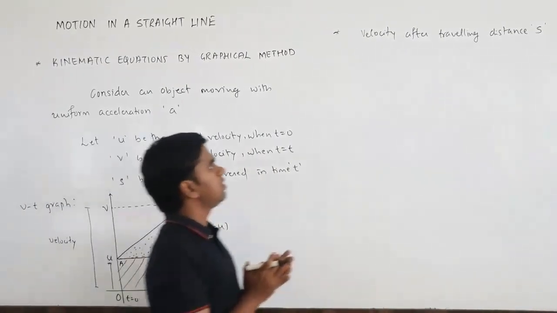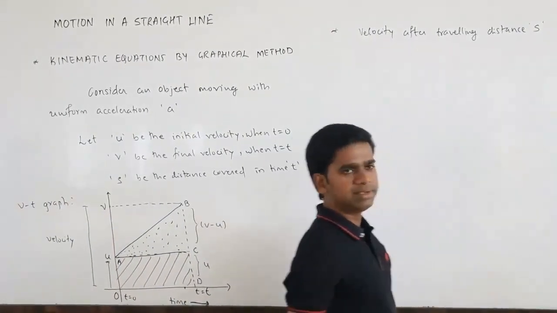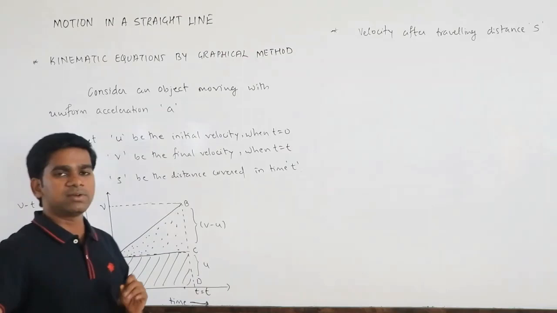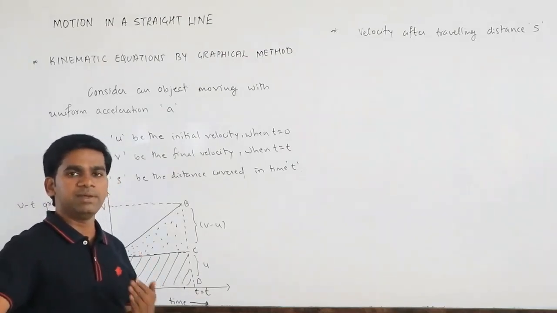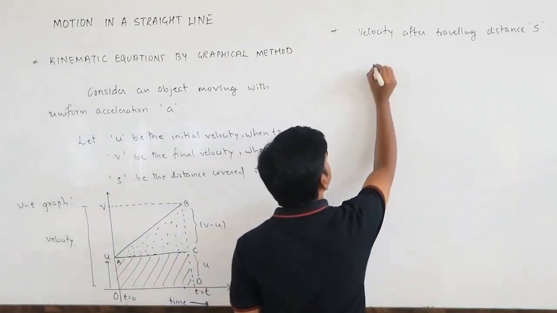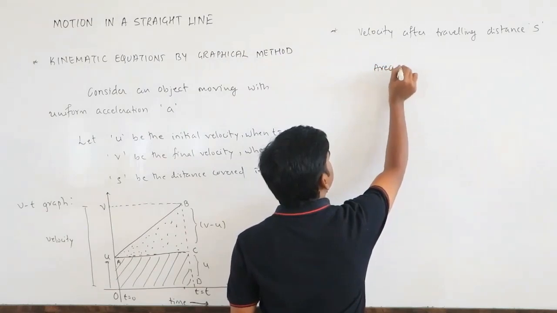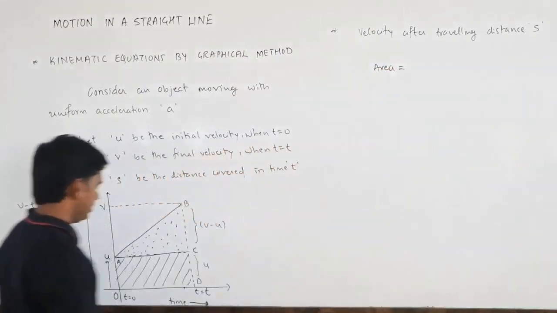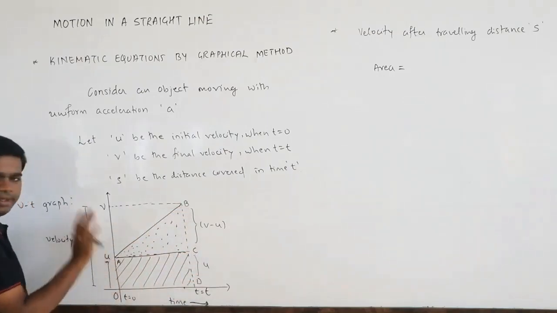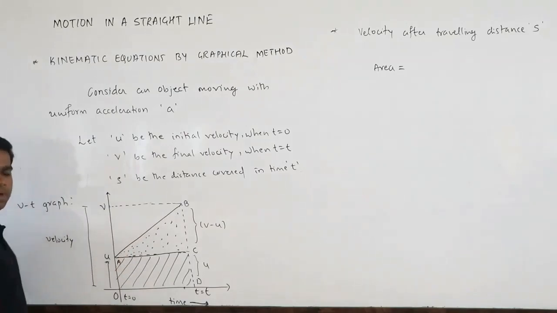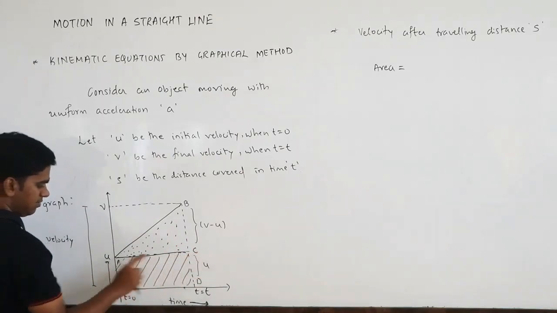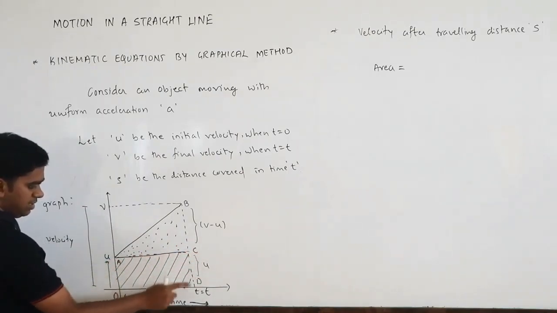Again, if you are talking about distance, you have to go for area under the curve. Whenever we are talking about acceleration, you go for slope. Whenever we are talking about distance, you go for area. So I will write it as area. What area is it? The total area of A, B, C, D, O, A. But I have to divide this into two parts: area of triangle ABC and area of rectangle ACDO.